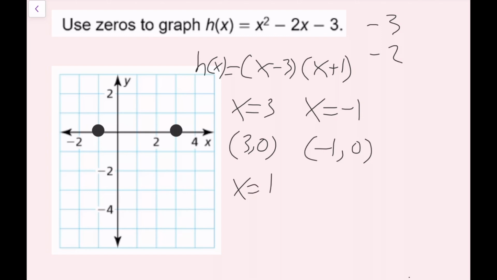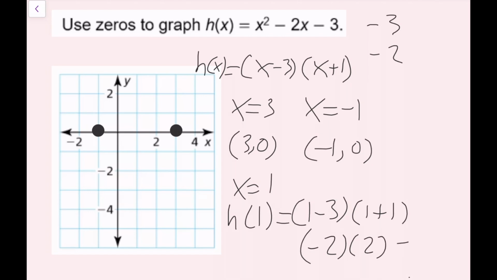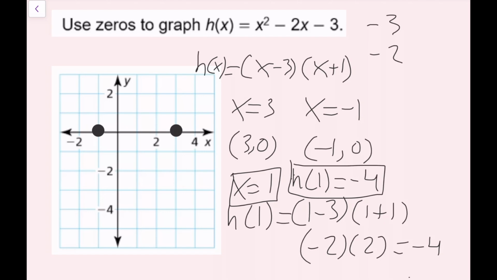So x equals 1. So h of 1 is going to equal, and I'm just going to plug into the factored form because I think that will be easier, but you could plug into either form. It's going to give you the same value. So h of 1 equals 1 minus 3 times 1 plus 1. So this is going to be negative 2 times positive 2, which equals negative 4. So when my x value is 1, h of 1 equals negative 4, which is the point 1, negative 4, which is going to be right here. So I'm going to plot my last point.